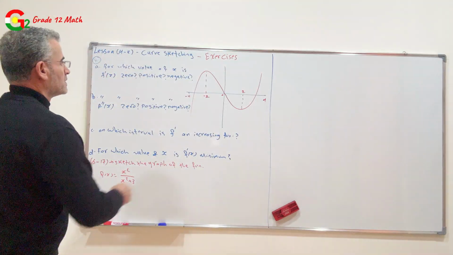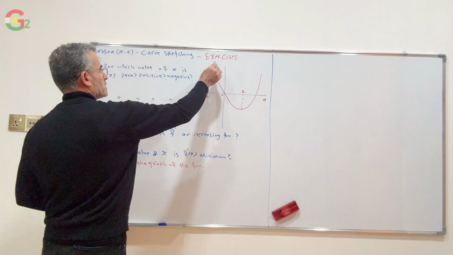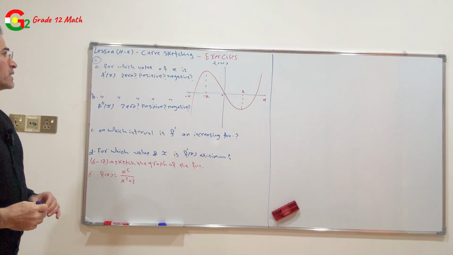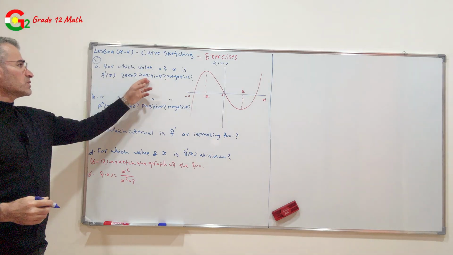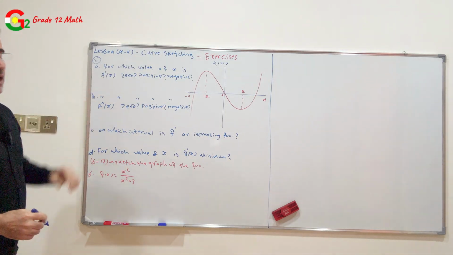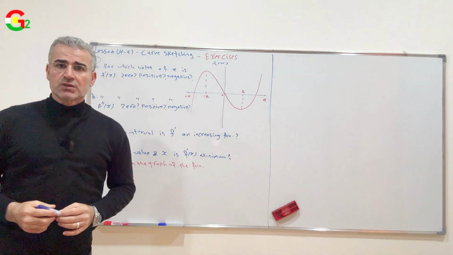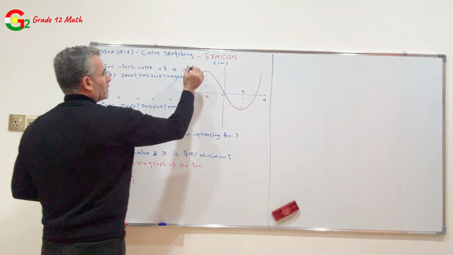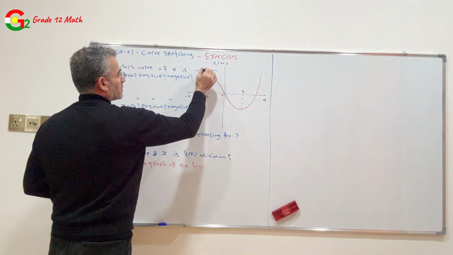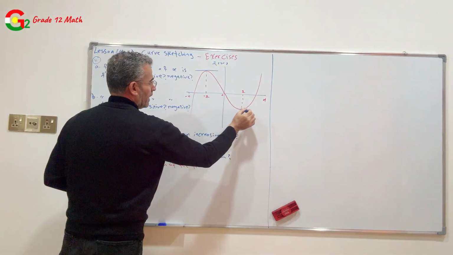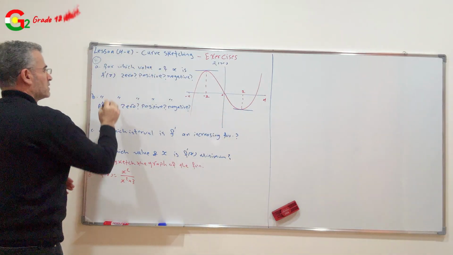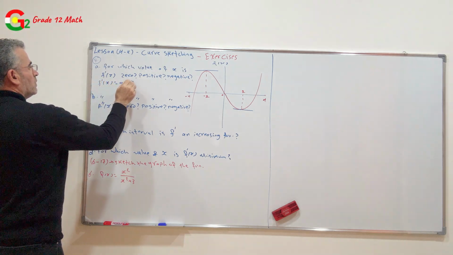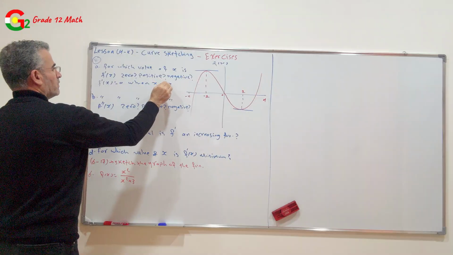Question number 5. This is the graph of the function f of x. We have 4 parts needed. Part A: for which values of x is f prime of x 0, positive, and negative? f prime of x is equal to 0 when the function has a horizontal tangent line. At negative 2 the function has a horizontal tangent line, and at 2 the function also has a horizontal tangent line. Therefore, f prime of x equals 0 when x equals negative 2 or positive 2.